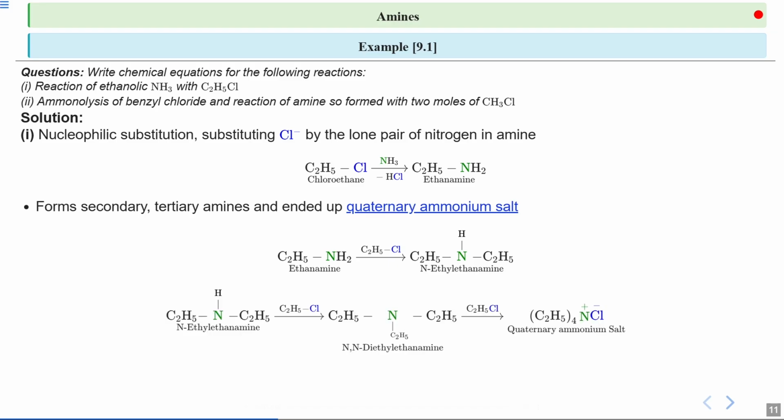And if we keep on adding this ethyl chloride, this secondary amine will be converted into a tertiary amine, which is N,N-diethylethanamine. So you will see over here this nitrogen is bonded to 3 ethyl groups. And finally if we add one more ethyl chloride, we get a quaternary ammonium salt, where this nitrogen will be bonded to 4 ethyl groups, which carries a positive charge and which is balanced by a negative chloride ion.